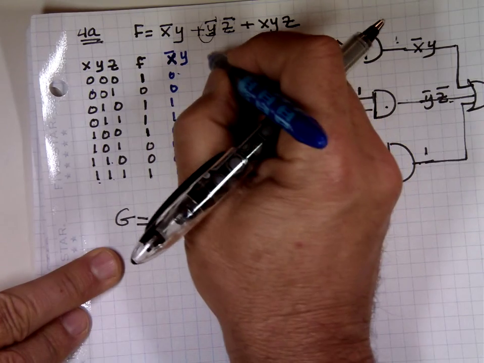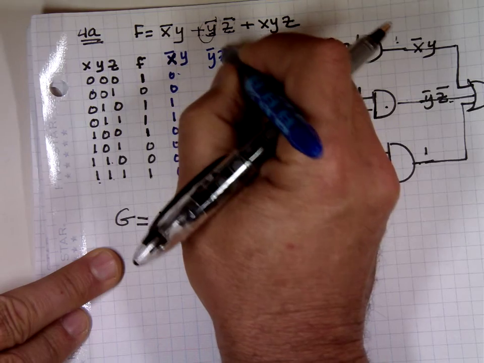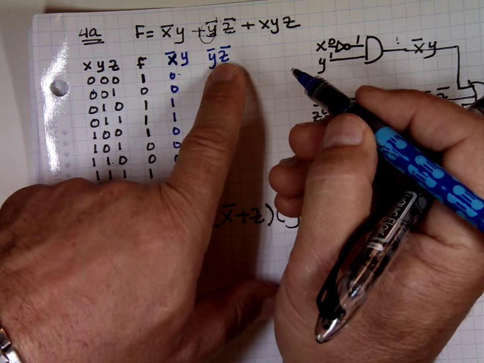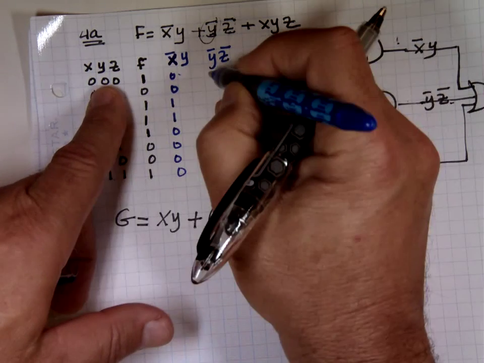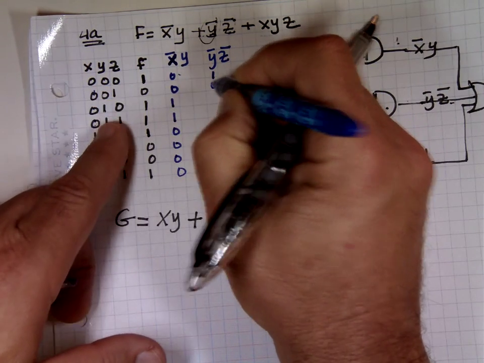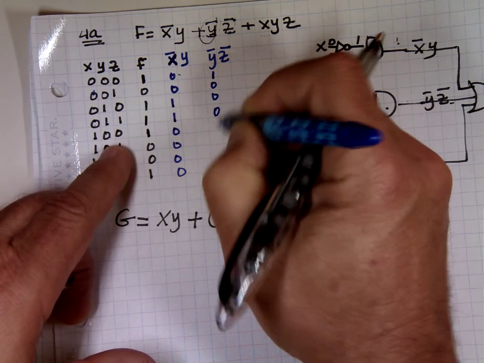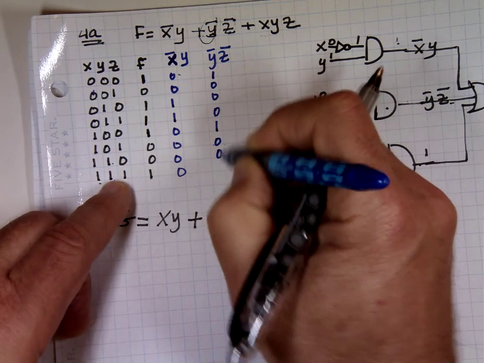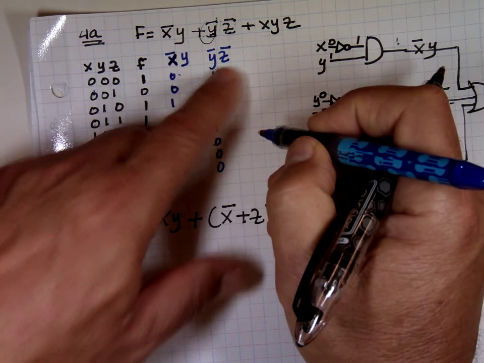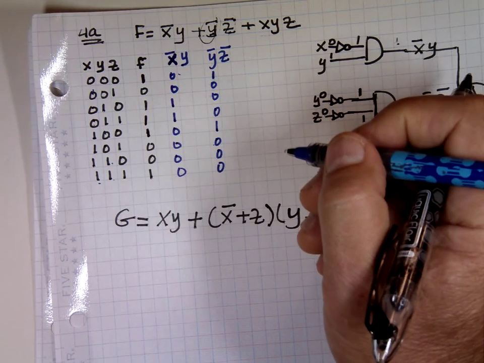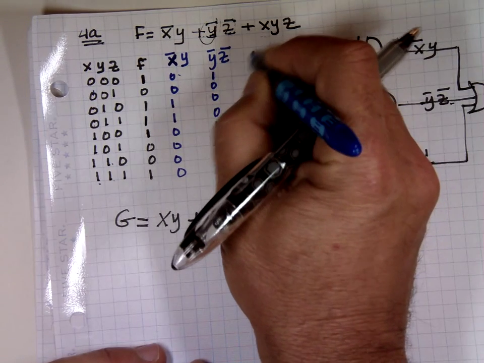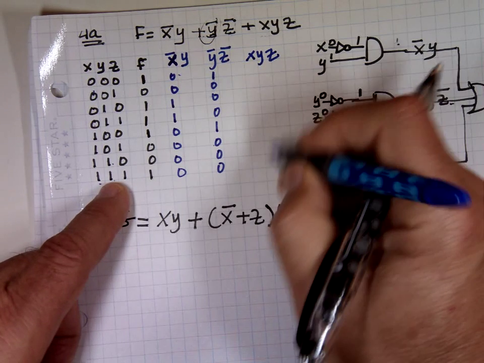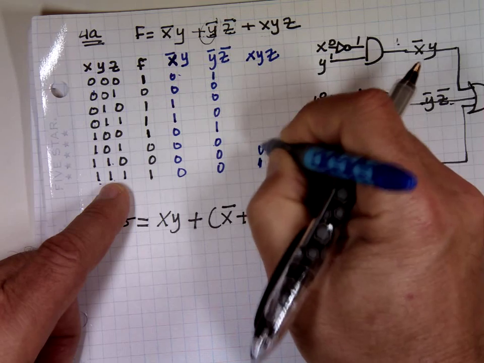Let's look at Y bar, Z bar. Let's see what that is. Both of these guys have to be 0 for the answer to be a 1. That's a 1. That's a 0. That's a 0. That's a 1. That's a 0. They both have to be zeros for the answer to be 1. And the last one, X, Y, and Z. 3 things. To be a 1, all 3 have to be 1. So the rest of them are zeros.